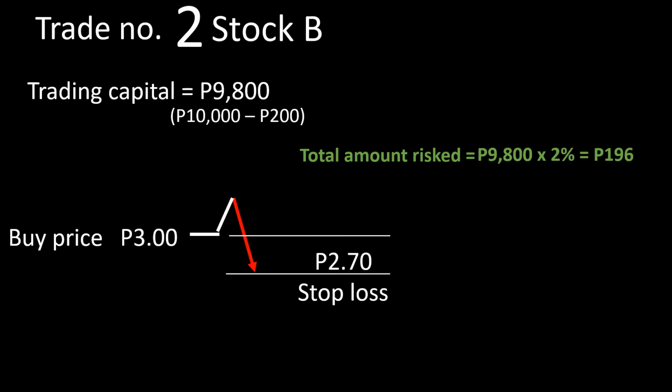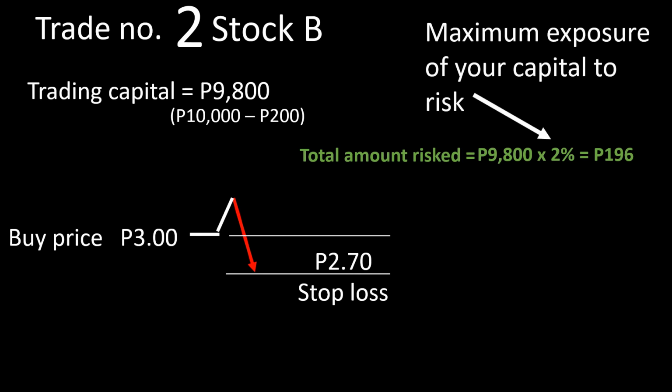Following our procedure, you compute the amount you are risking by getting 2% of your remaining capital of 9,800, and that's 196 pesos. That is your total risk. By the way, 2% is our maximum limit for exposing your capital to risk. You can use any amount lower than this to be safer. Now, say 1.5% or even 1%.